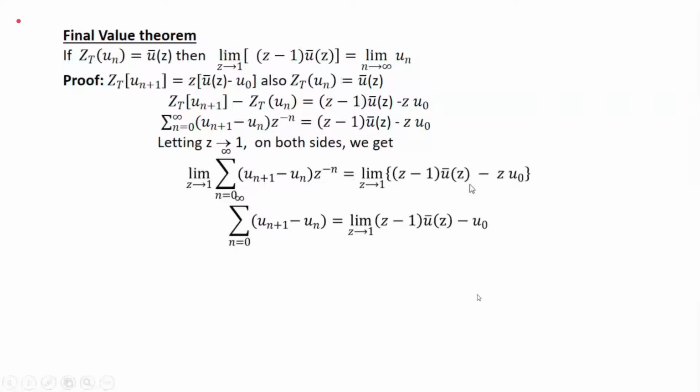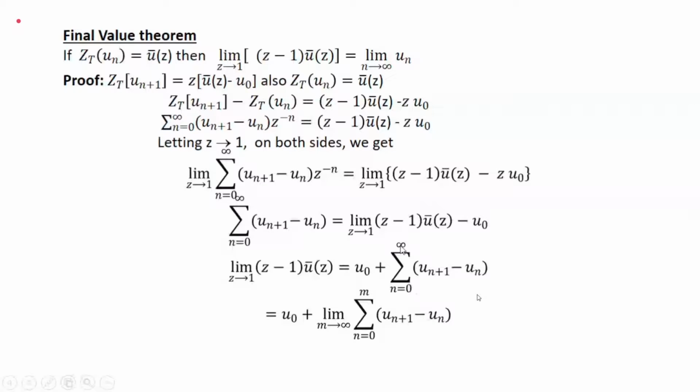This term as it tends to 1 will be u naught. This is (z minus 1) u bar of z. So now I want to evaluate this limit. Let me shift this term here. This minus u naught goes to the other side, it becomes plus. Now, this is the sum that we want to evaluate up to infinity. So I can rewrite this as the limit of the sum with n varying from 0 to m, where m tends to infinity.